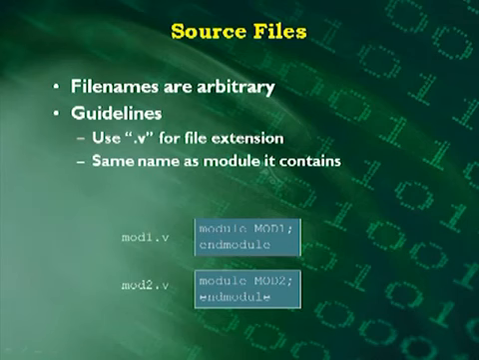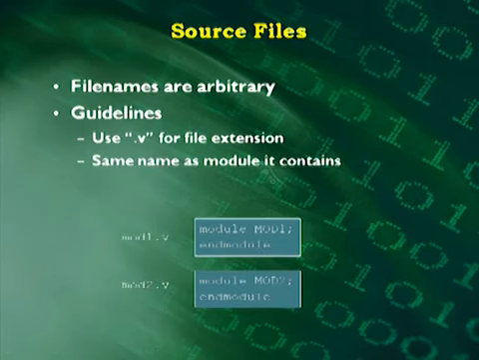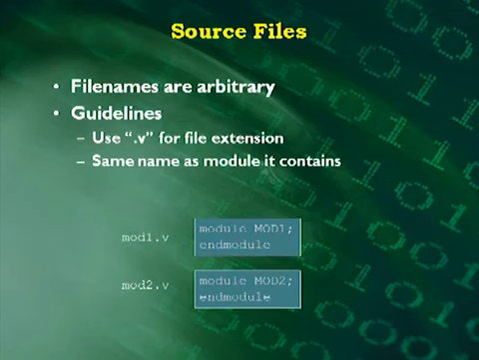Okay, the file names are arbitrary. So let's say you had a module that was called mod1. You could save it as file name Fred, whatever. But I recommend that you use the same name as the module it contains. So here we see that I have a mod1.v, which contains module mod1, and mod2.v, which contains module mod2. I think this is a good practice. Again, these are my own personal guidelines, and I've been doing Verilog since probably the mid-90s, and this tends to be, I think, probably one of the best ways to do things.